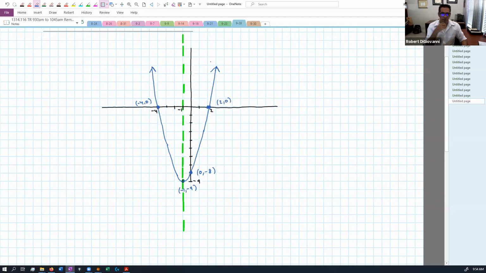That is what I'm looking for on the test. I want you to have a final picture where you've labeled your x-intercepts, your y-intercept, and your vertex. What do you think? Seem reasonable?